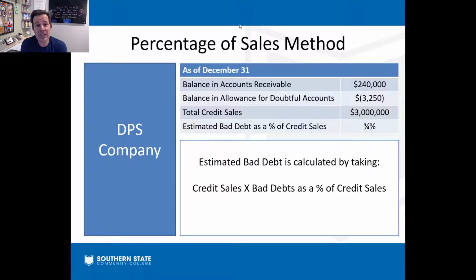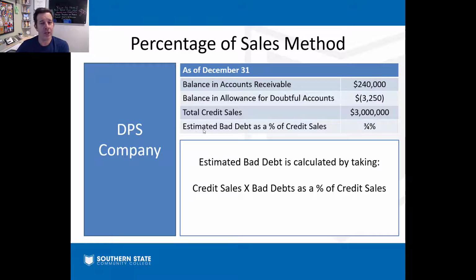We're on DPS Company using that as our example. And as of December 31, they had a balance in AR of $240,000. They had a balance in the allowance for doubtful accounts of $3,250 on the credit side. They had total credit sales of $3 million. And they had an estimated bad debt as a percent of credit sales of 0.75%.